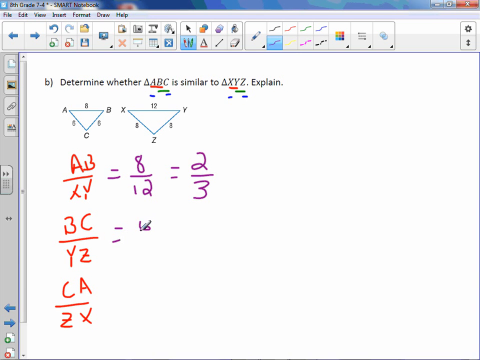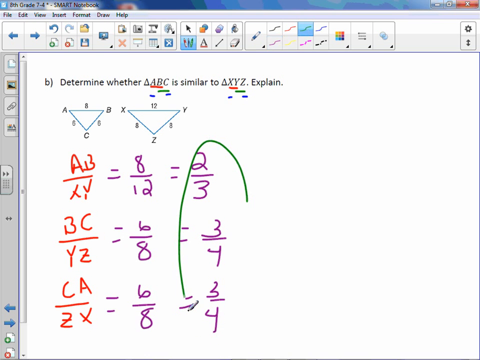BC is 6, YZ is 8. Reduce that and we get 3/4. CA is 6, ZX is 8. Reduce that and we get 3/4. So, because these ratios are not congruent, I know the triangles are not similar.